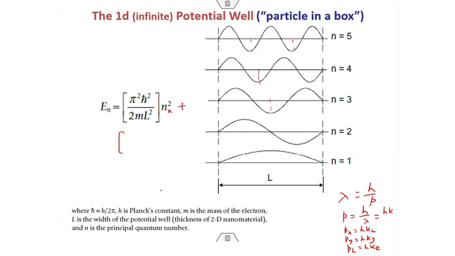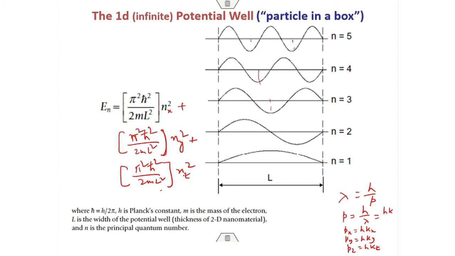E = π²ħ²n_x²/(2mL_x²) + π²ħ²n_y²/(2mL_y²) + π²ħ²n_z²/(2mL_z²), right? They are confined in all three directions. So under these conditions, a metallic system will behave like an insulator, because electron motion will be confined in all three directions X, Y, Z. Correct? They will not be able to move because of discretization of the bands.